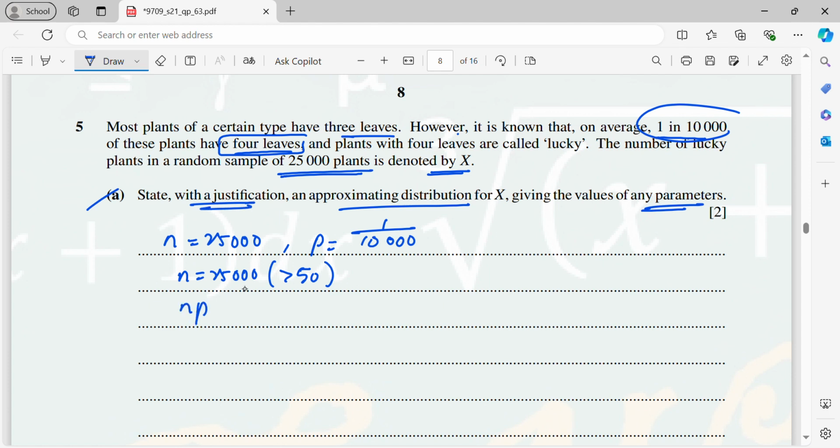And then now I need to calculate what is my np. So 25,000 times 1 over 10,000. So you will get 25 over 10. That is 2.5. And this is less than 5. So when n is greater than 50 and np is less than 5, right? Instead of binomial, this one supposedly binomial, now becomes Poisson. Okay, so from here I would say X is Poisson distributed with 2.5. So this is my approximating distribution for X.